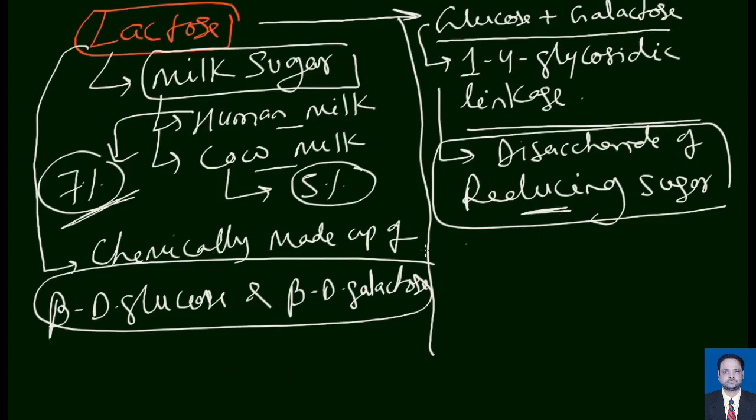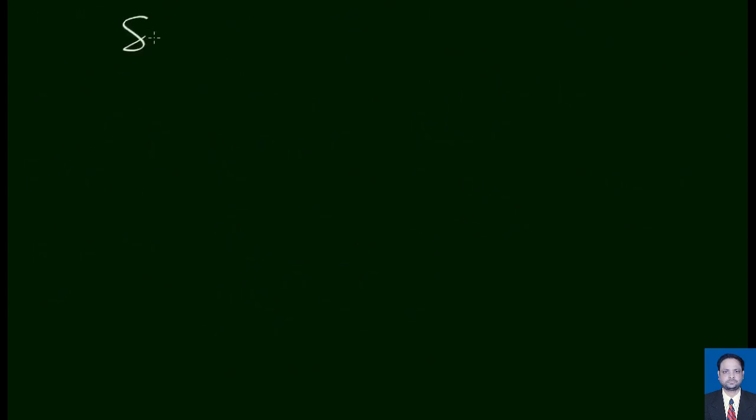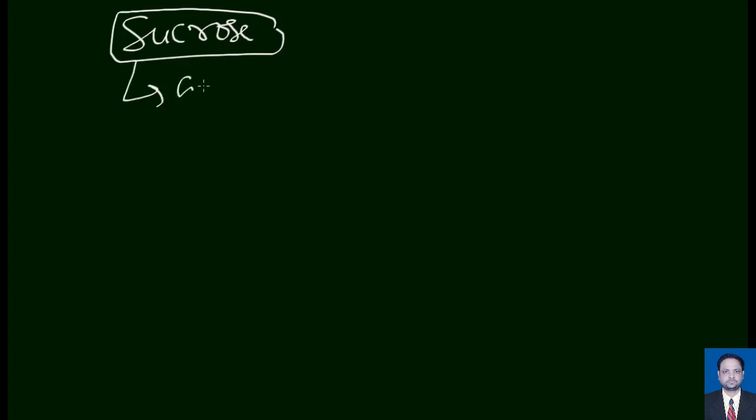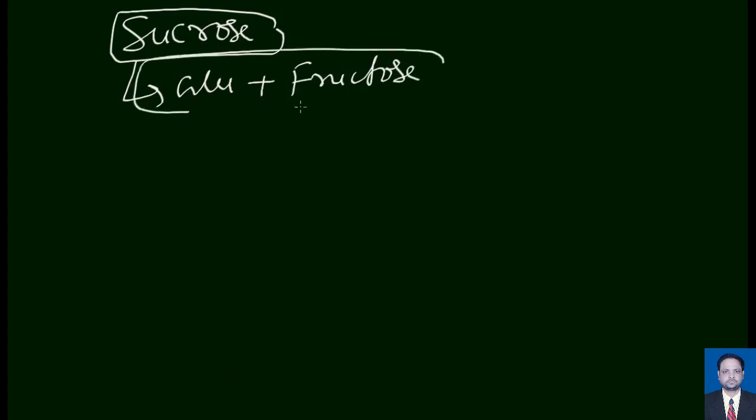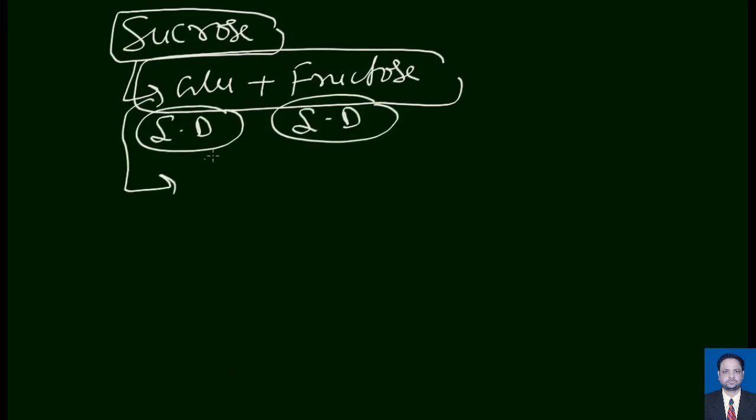And let's move on to the last disaccharide present in the syllabus, that is called sucrose. Sucrose is a disaccharide made up of glucose plus fructose. Both are alpha D. The linkage is between a ketone and an aldehyde, so they are combined at the aldehyde and ketone, giving a 1,2 glycosidic linkage.